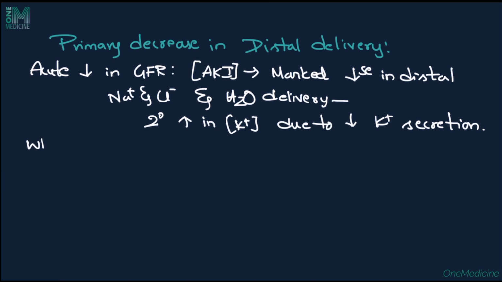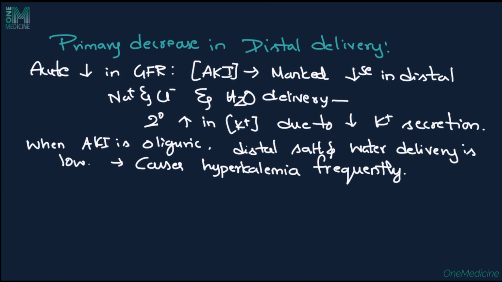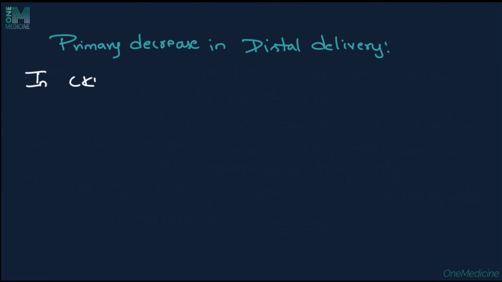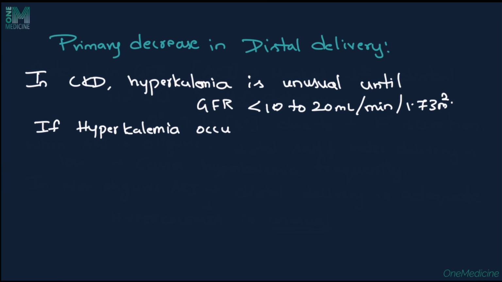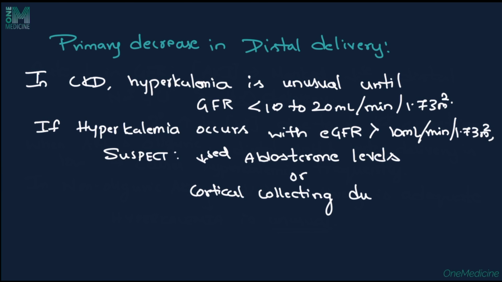When acute kidney injury is oliguric, distal delivery of sodium chloride and volume are low, and hyperkalemia is a very frequent problem. When kidney injury is non-oliguric, however, distal delivery is usually sufficient and hyperkalemia is unusual. In chronic kidney disease patients, hyperkalemia is unusual until the GFR falls to less than 10 to 20 ml per minute per 1.73 meter square. Hyperkalemia with a GFR of greater than 20 ml per minute per 1.73 meter square should raise the suspicion of decreased aldosterone levels or a specific lesion in the cortical collecting duct.